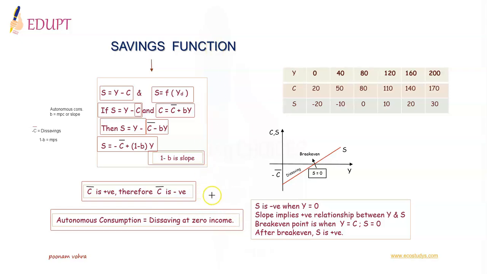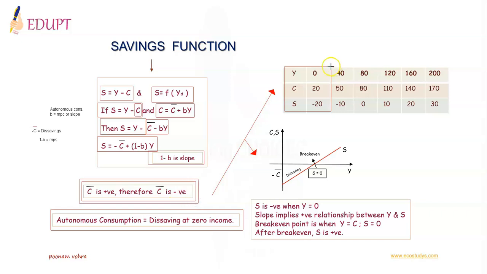Let's understand these aspects with the help of a table as well as diagram. Now, when income is 0, consumption is 20. That means at zero income, whatever expenditure has incurred has been possible by using the past savings. So savings gets reduced by the same amount, or we say dis savings are minus 20. It supports the fact that C bar is positive, therefore minus C bar is negative.